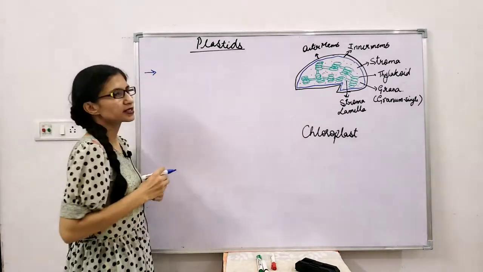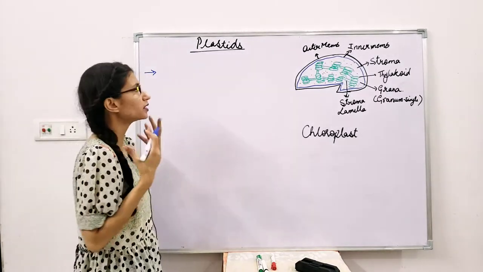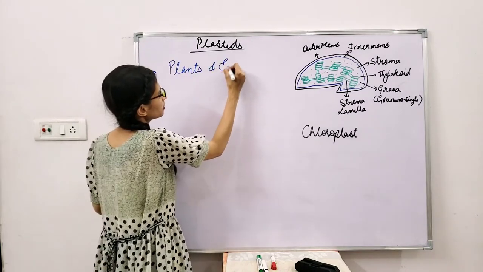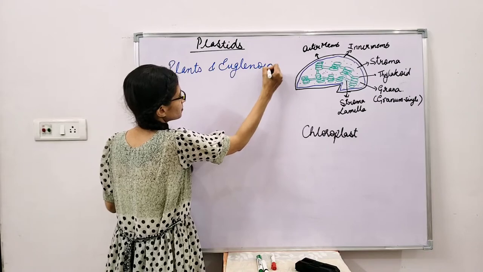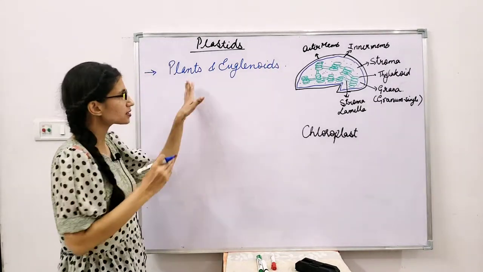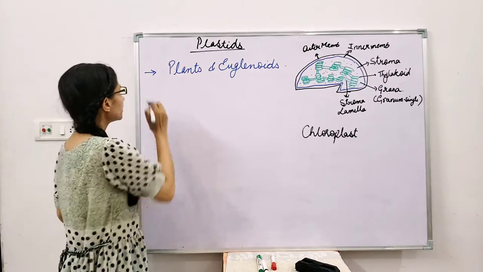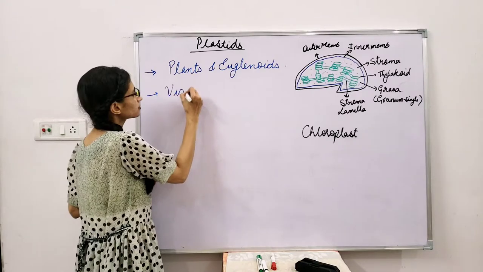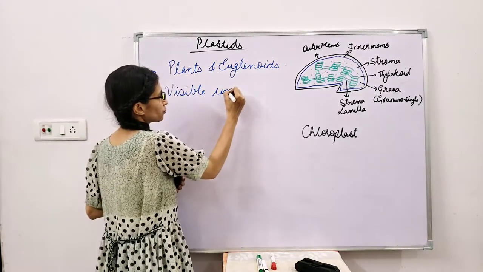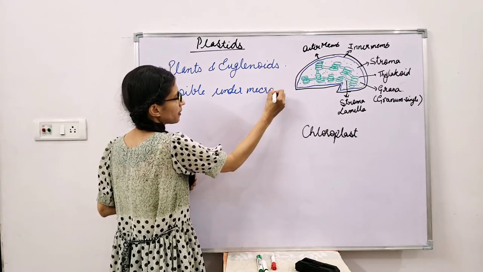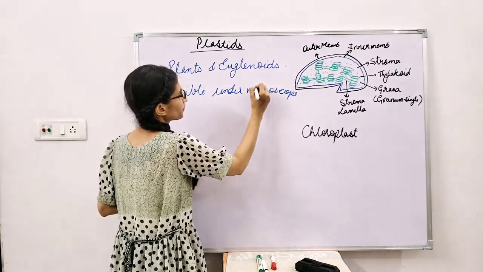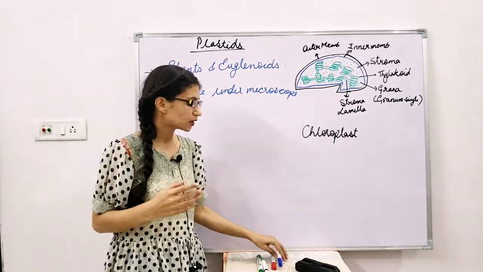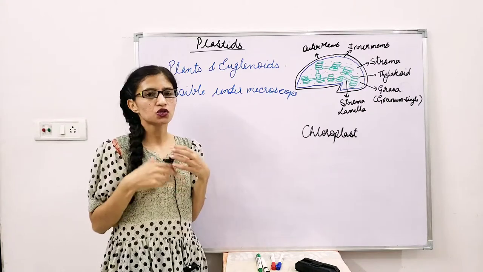Plastids are present in plants and in euglenoids. Are they easily visible? Yes, they are easily visible under a microscope. Now, plastids are the ones which give the color or which store the nutrients.